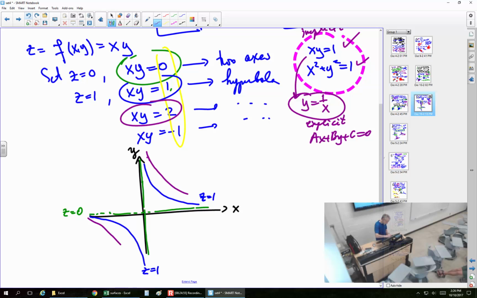So it still has those asymptotes. So it's equal to 2, and then negative values will be on the other two quarters. So for example, xy equal -1 will be this, and z is equal to -4. Okay, then z equal to -2.